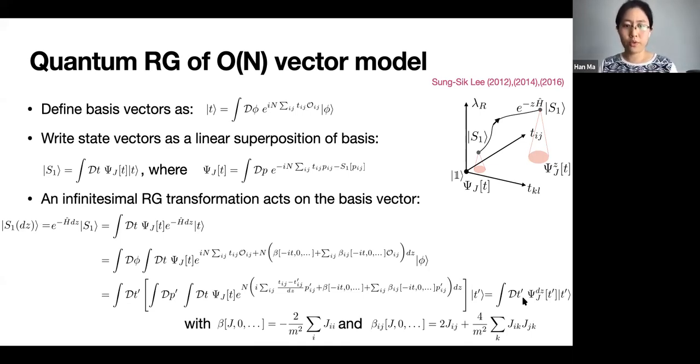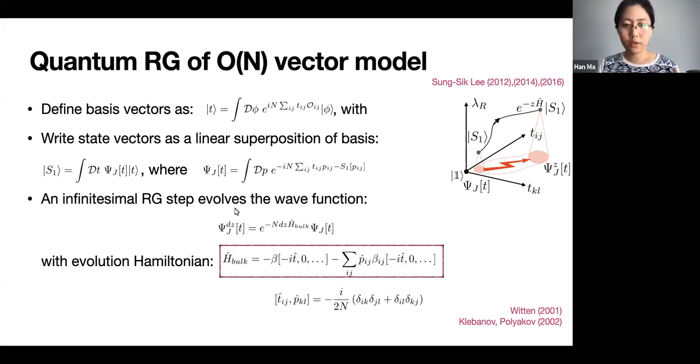Now we can view the infinitesimal RG transformation in another way, as the imaginary time evolution of the wave function of the fundamental couplings. And the evolution is completely determined by the Hamiltonian fixed by the beta function of free energy and the beta function of the fundamental couplings. Here, the Hamiltonian is an operator determined by operator T and the operator P. They are canonical conjugate operators. And the operator T is an eigenoperator of the basis vector giving eigenvalue t as fundamental couplings. So we now transform the RG process to a time evolution problem.